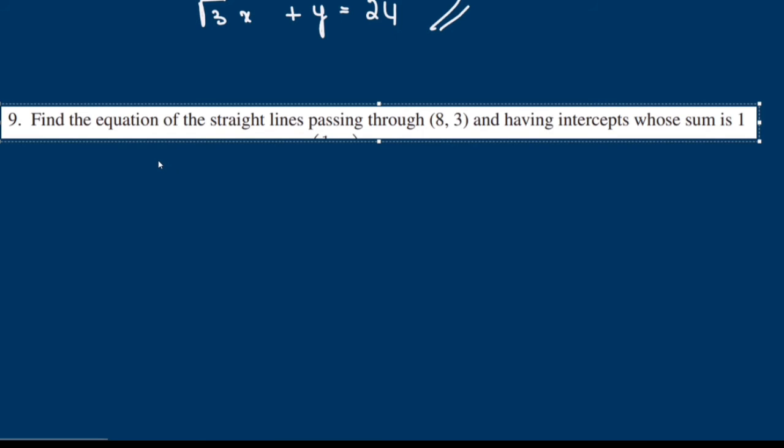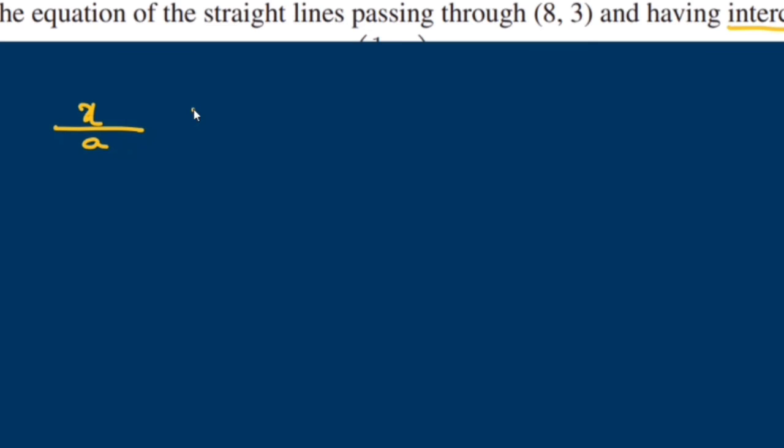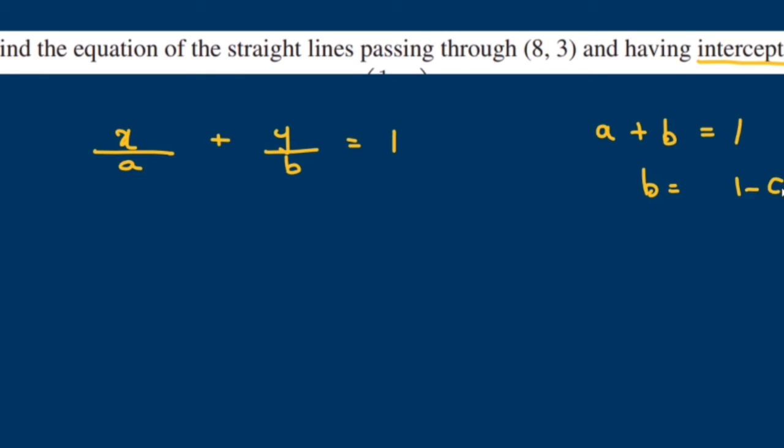Number 9, find the equation of the straight line passing through 8, 3 and having intercepts whose sum is 3. So whenever they give intercepts, use the intercept form. What is the intercept form? x by A plus y by B is equal to 1. Sum of the intercepts, that means A plus B is equal to 3. That's what is given. So we can write B as 3 minus A. So x by A plus y by B, which is 3 minus A, is equal to 1.